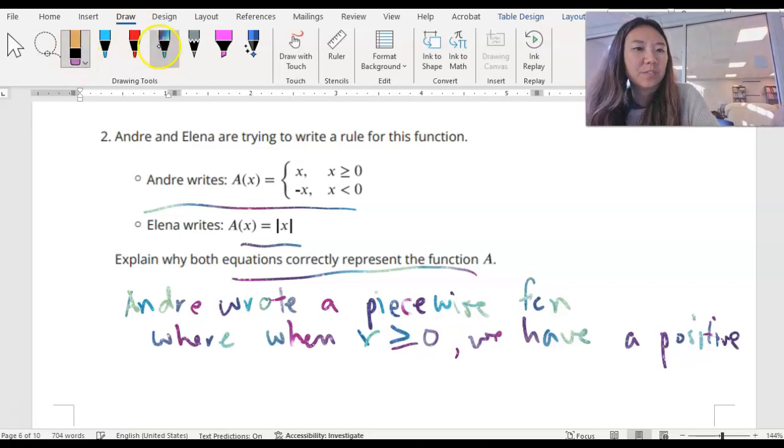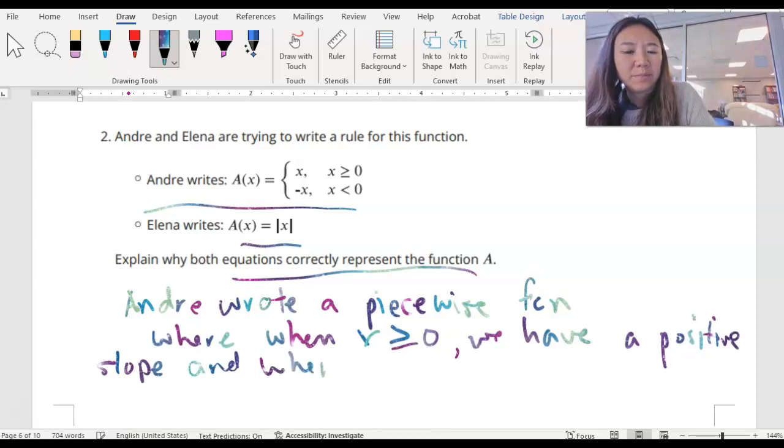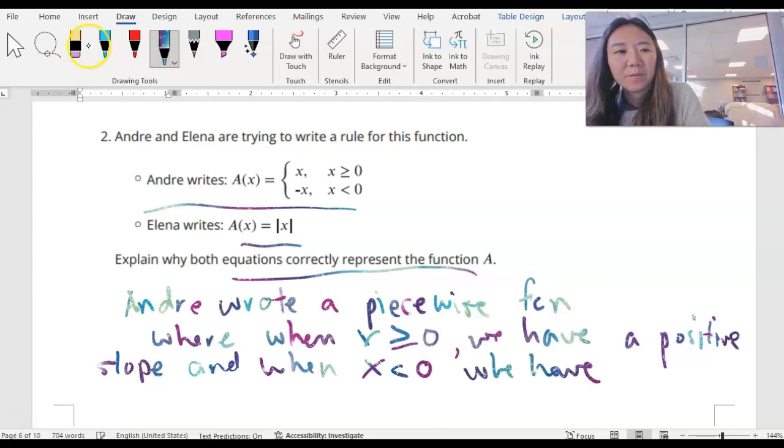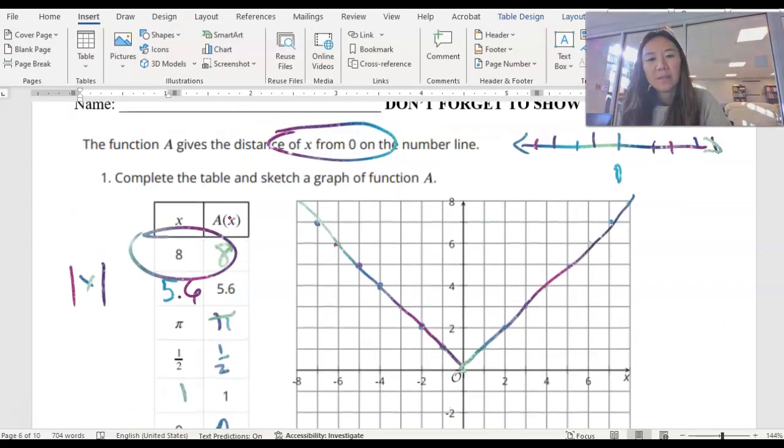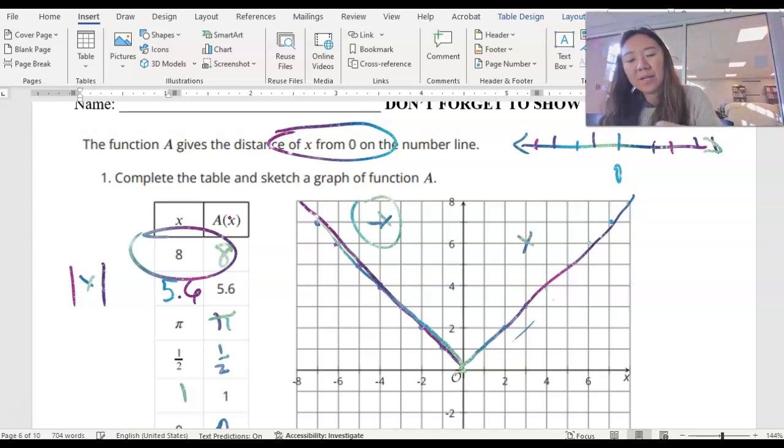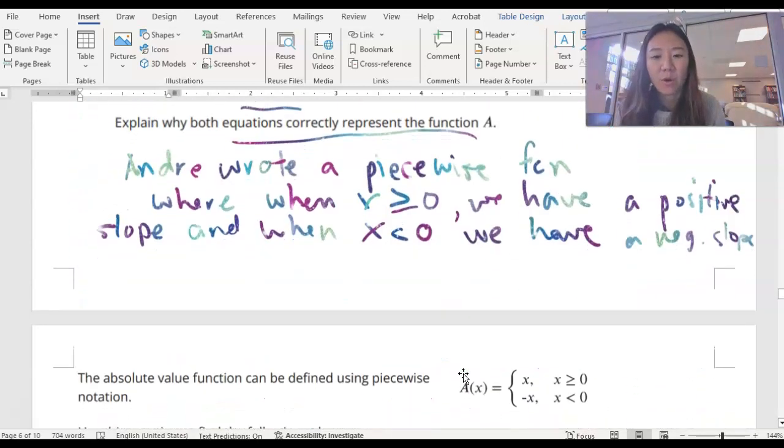That's not how you spell slope. Let's fix that. And when x is less than 0, we have a negative slope, right? So using Andre's piecewise function, that tells us that when it's less than 0, we have a negative slope, so negative x is our equation. And then on this side, when we're going up, we have a positive slope, so positive x is our equation. And they intersect where x and y equal 0 at the origin.